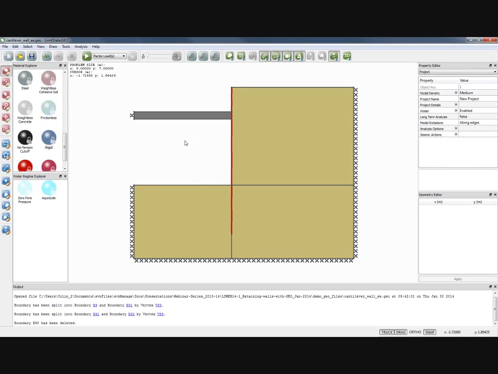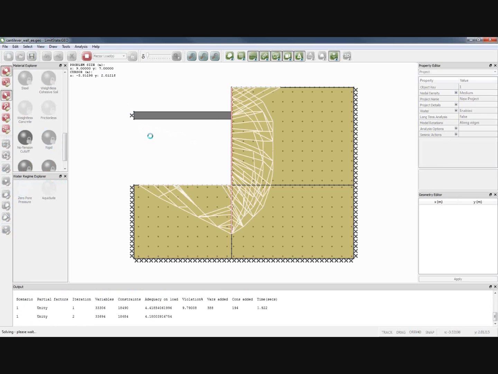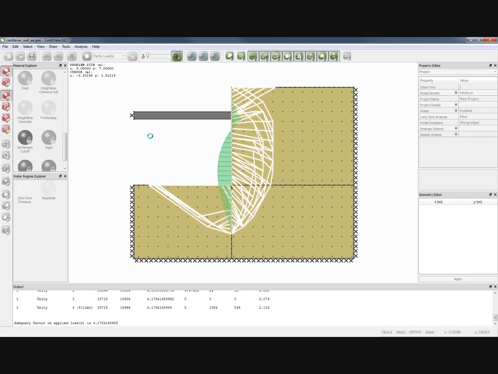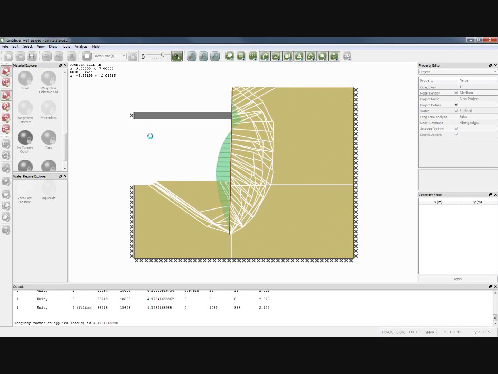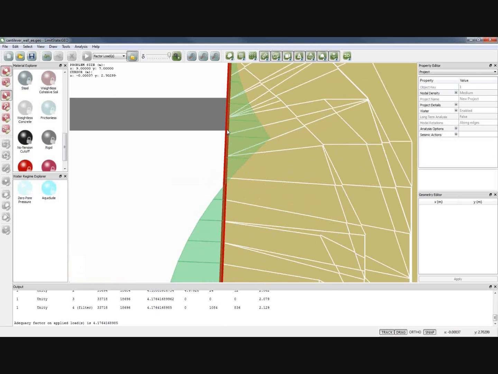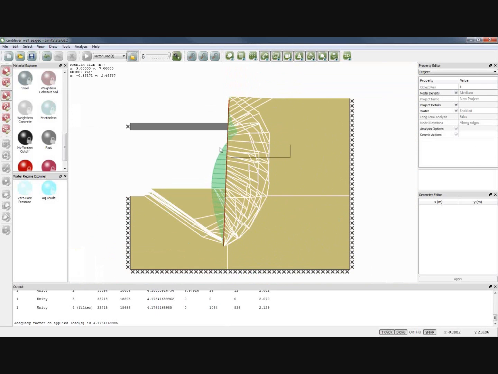So if I then solve that, I get a different failure mechanism as I had before. The wall should rotate about that prop. So if I zoom in, I think it's a little hard to see, but it's essentially hinging about the bottom corner of the prop, and we get a different pressure distribution as we'd expect.